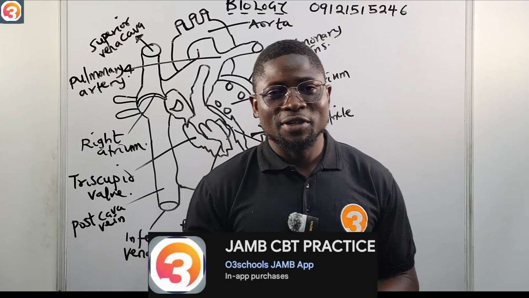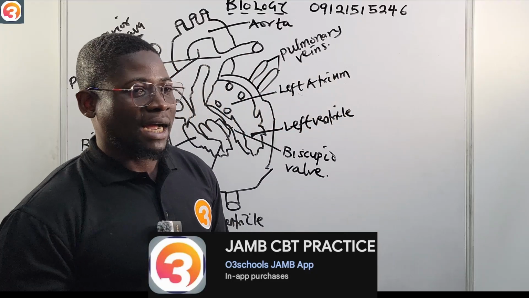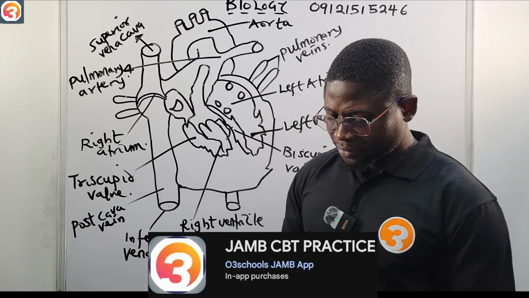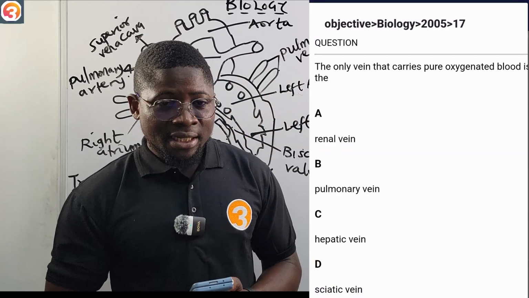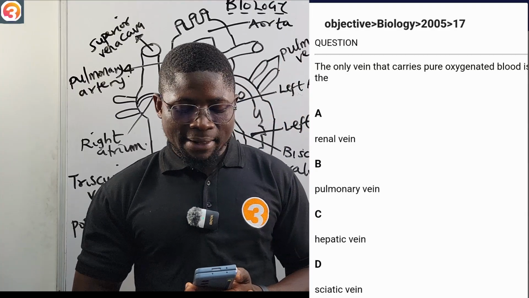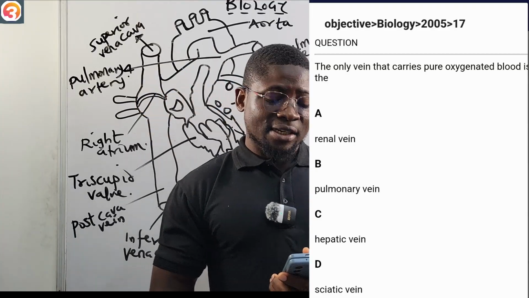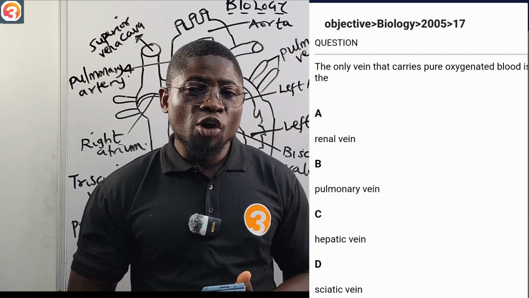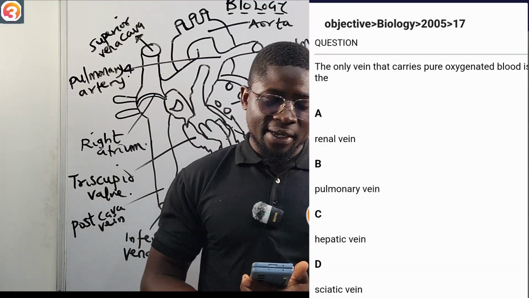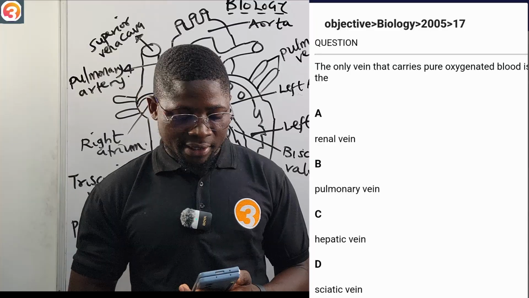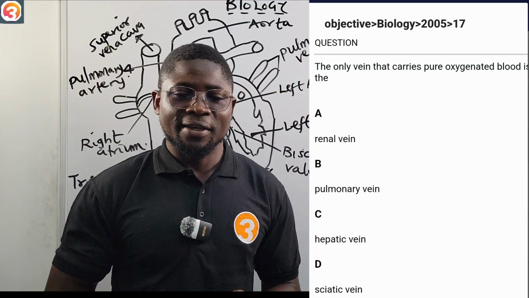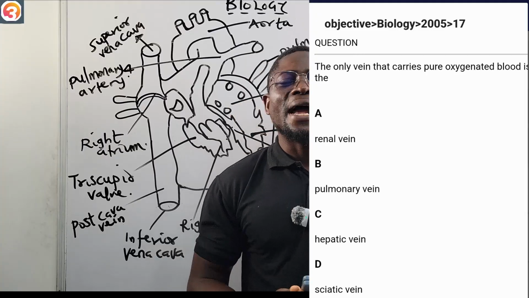Let us see a JAMB past question from the O3SCHOOLS JAMB app. This is a 2005 question number 17. It is being displayed on your screen. It says that the only vein that carries pure oxygenated blood is: A, the renal vein; B, the pulmonary vein; C, the hepatic vein; D, the sciatic vein. All right, so we'll answer this question and many more questions.